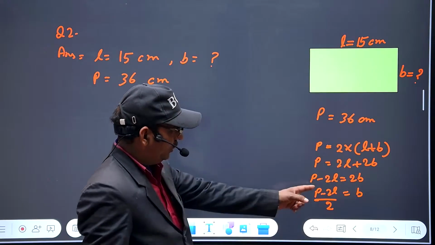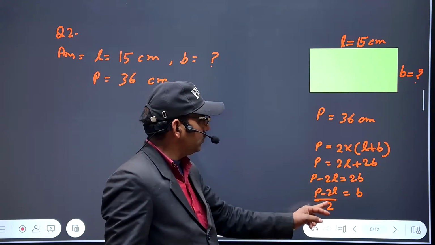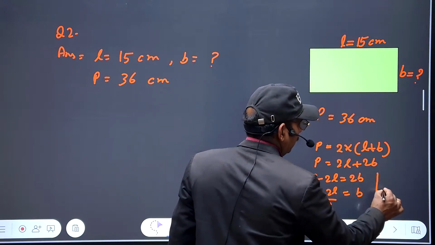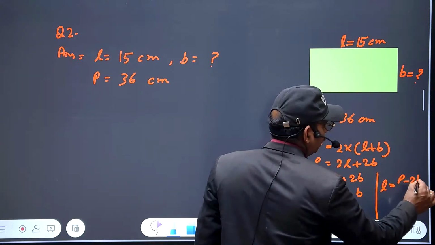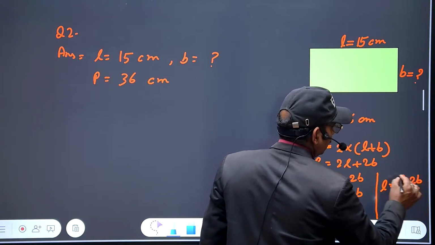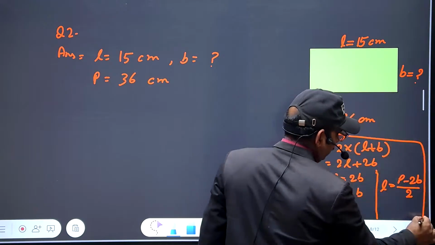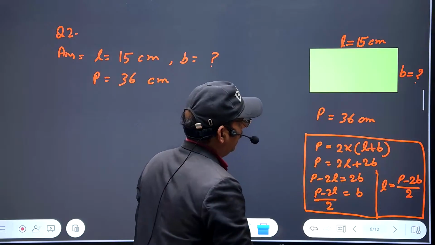Okay. So this is the formula. If you find out the breadth, B is equal to P minus 2L upon 2. And if you find out the length, what will the formula for length become? Length is equal to P minus 2B upon 2. Right? So by this process, you can make the formula and find out the answer.